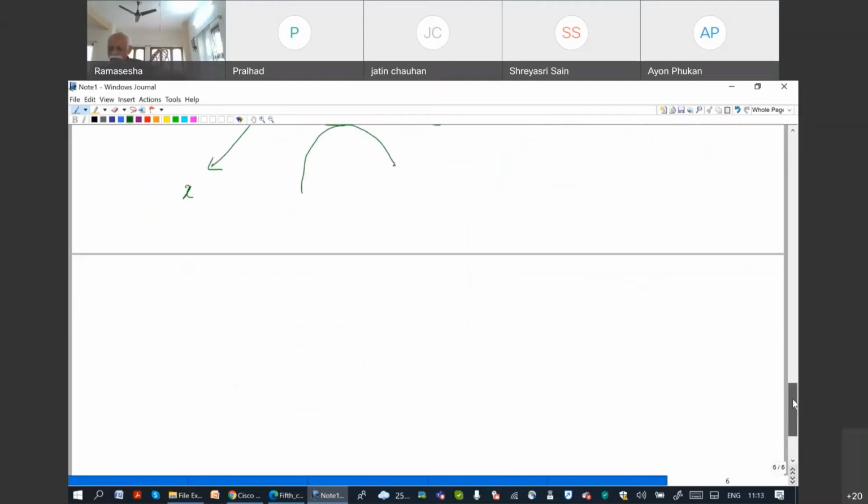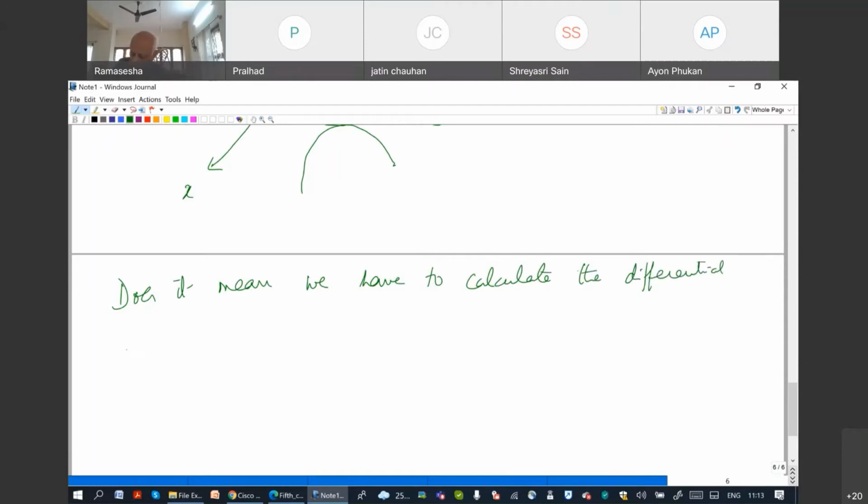Okay, now having said this, let us see, does it mean we have to calculate the differential for every direction independently?